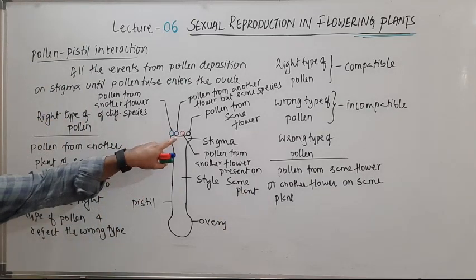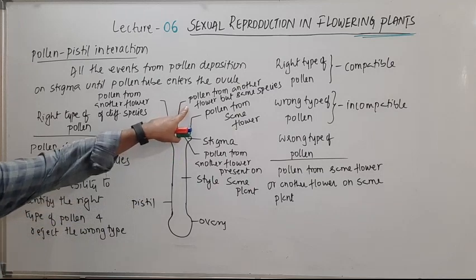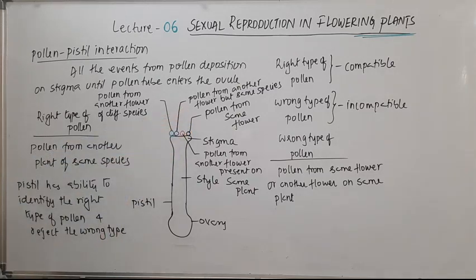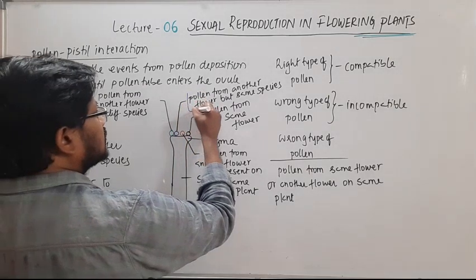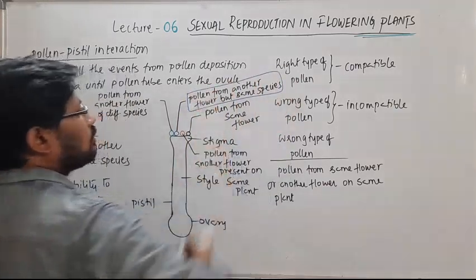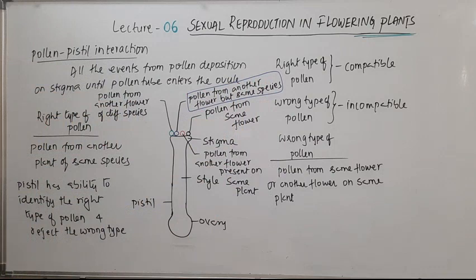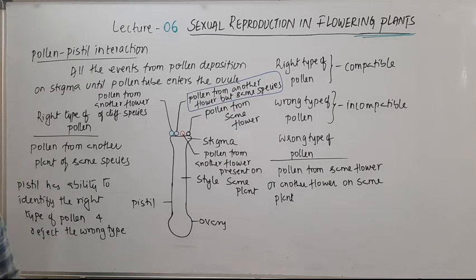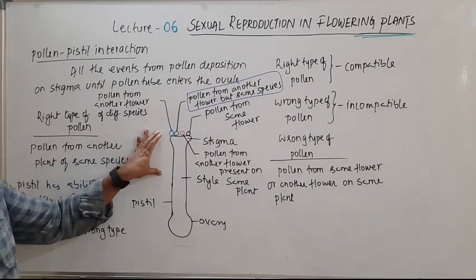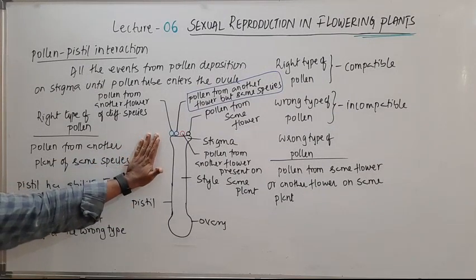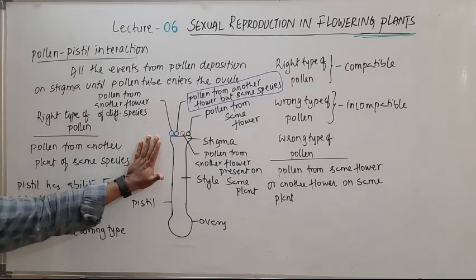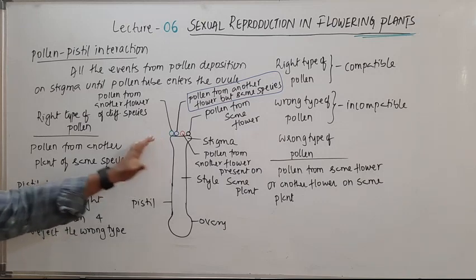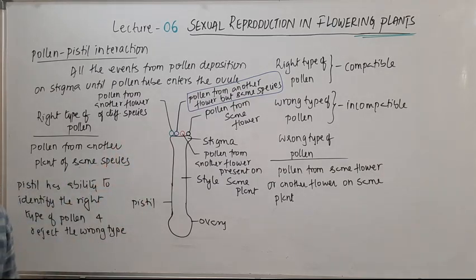So if you see here, the blue colored one, the pollen from another flower but belonging to the same species, is the pollen which will be accepted by this pistil. So this is the one which I call the right type of pollen, and the remaining are all the wrong type of pollen. How this happens is because the chemical components of the pollen interact with those of the pistil. That helps the pistil to identify whether the pollen is of the right type or the wrong type.